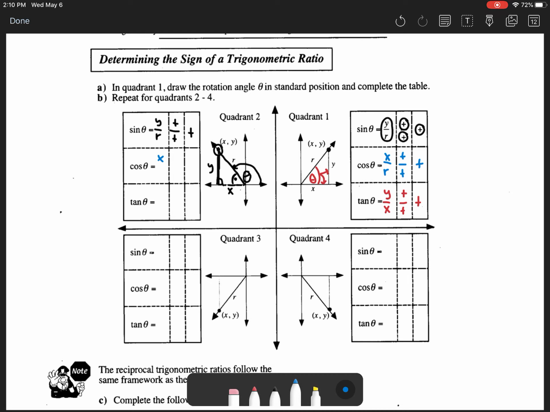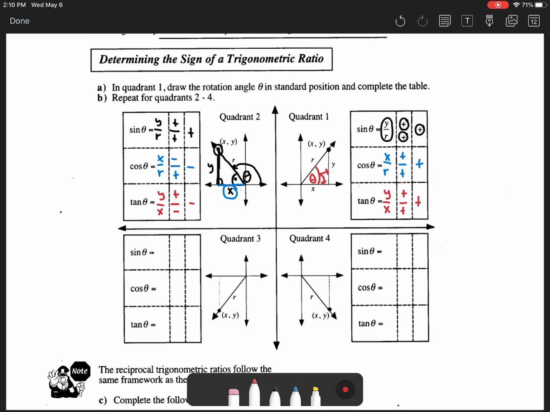Cosine is always x over r. Now this is where it gets different. In this diagram, the x dimension of this triangle would be negative because I would be going to the left to get to that point. So this would be a negative divided by r, which is positive, and a negative divided by a positive is a negative. Tangent is y over x. So that would be a positive divided by the x dimension, which is negative, so I get a negative.